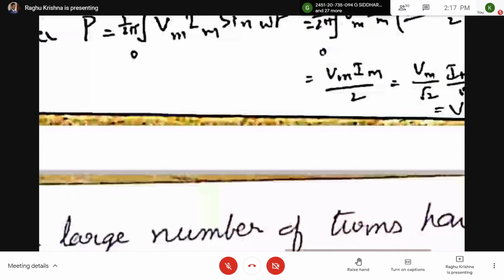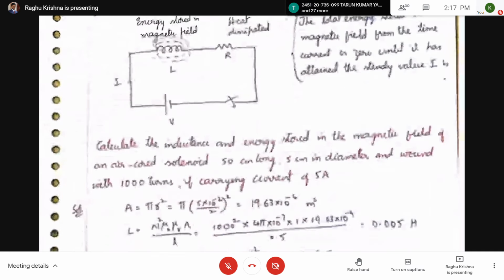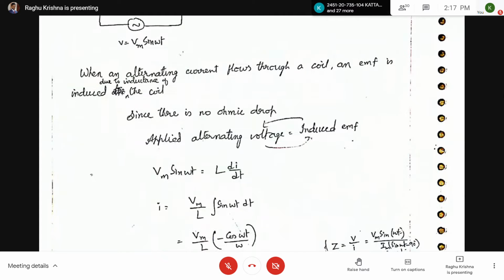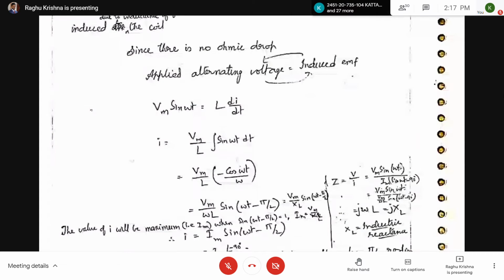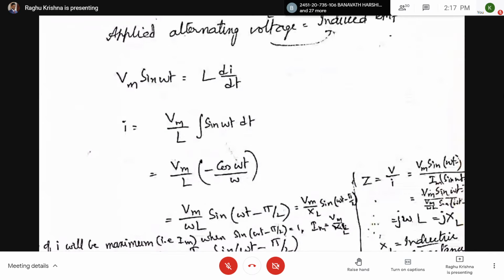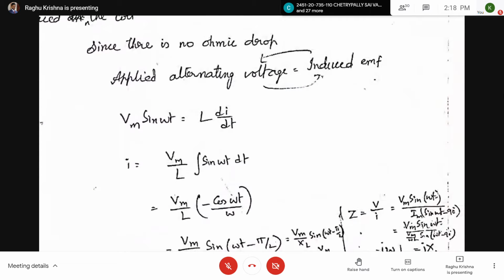Now coming to inductance. Let us take an AC circuit containing inductance only. Here I am taking V equal to Vm sin omega t, and we find I. The applied voltage is Vm sin omega t. What is the induced EMF? It is L di by dt. So the induced EMF is given by L di by dt.